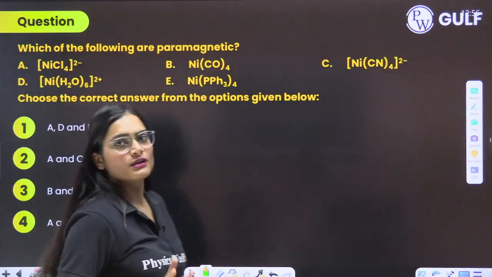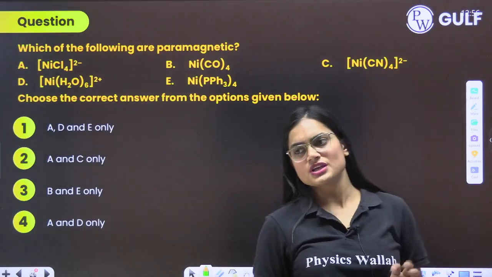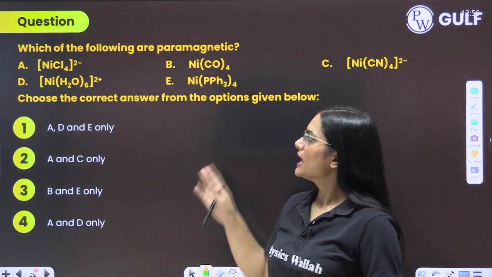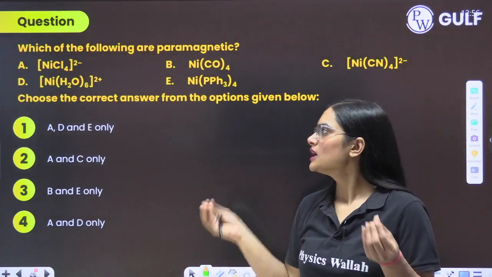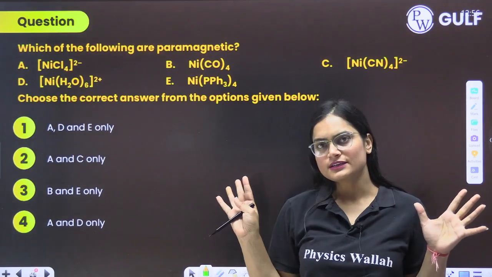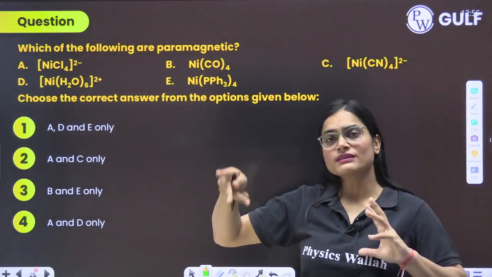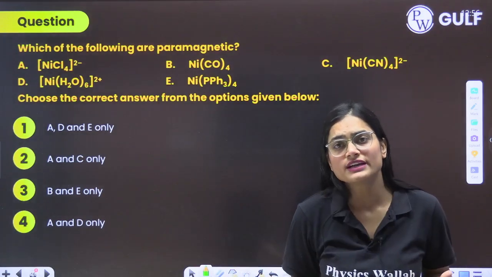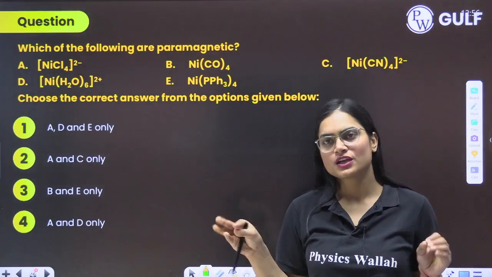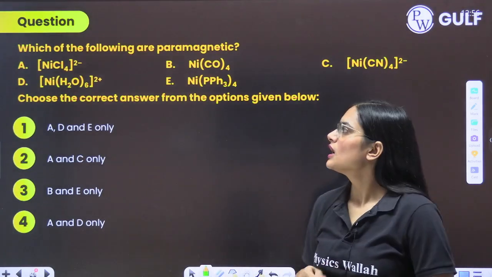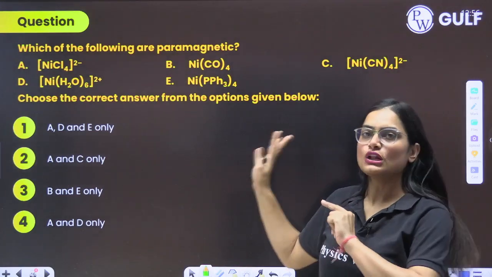Which of the following are paramagnetic? Paramagnetic substances are those which have unpaired electrons. Out of the 5 complexes you have been given, they have given nickel as a central atom. So the one where there is a strong field ligand will carry out pairing, and if it carries out pairing, you will not be having any unpaired electron. So weak field ligands, I have solved this question.